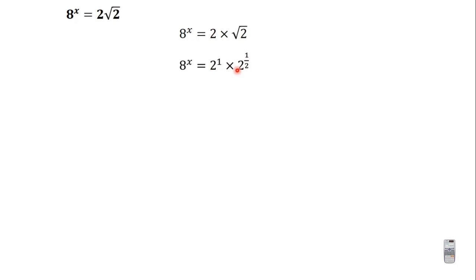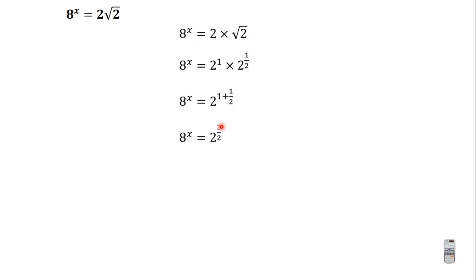We have 2 here, we have 2 here. They are multiplying. We learned from the laws of indices that if you have two numbers in index form that have the same base, and they are multiplying, you write one of the bases, then you add the exponents. So 2 exponent 1 times 2 exponent half is the same as 2 exponent 1 plus half. So we have 8 exponent x is equal to 2 exponent 1 plus half.